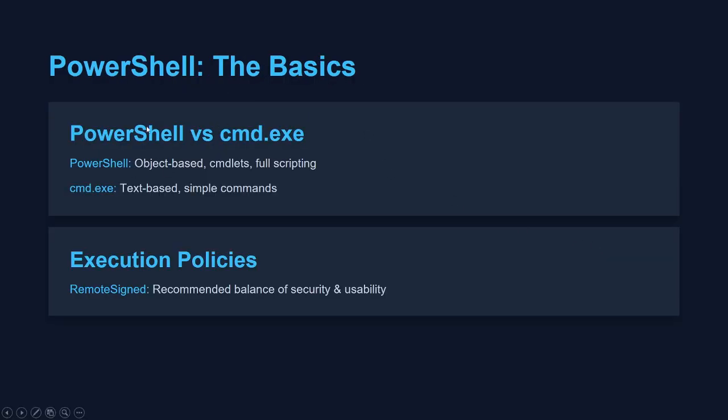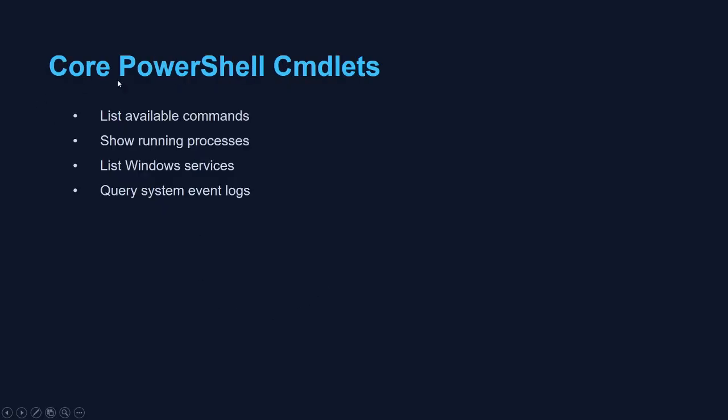Now PowerShell. It's a command-line tool. It's object based, with cmdlets and full scripting. It's used for scripting. It's like CMD. CMD is text based. This is the difference. PowerShell is object based, with cmdlets and full scripting. Execution policy RemoteSigned is recommended, a balance of security and usability. With PowerShell cmdlets, you can list available commands, show running processes, list Windows services, and query system event logs.